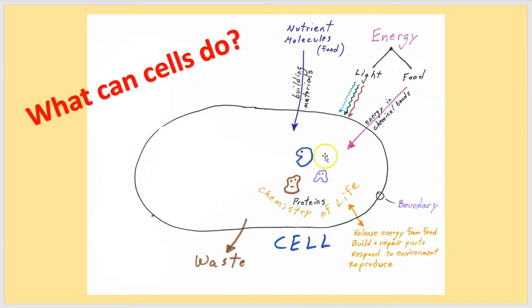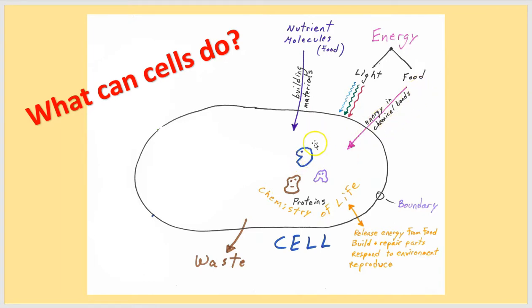And there's an important cast of characters that perform these chemical reactions. They're called proteins, and each protein is specialized to do a different kind of chemical reaction. And together, they perform all the critical functions to keep the cell alive. This chemistry of life includes releasing energy from food, building and repairing cell parts, which are molecules, responding to the environment, reproducing, etc.